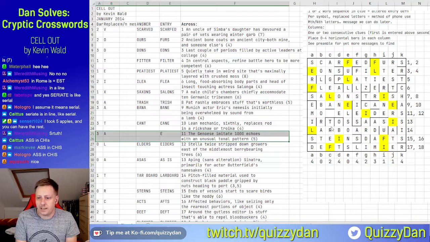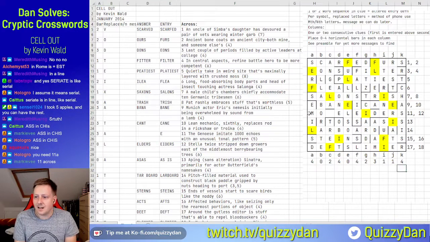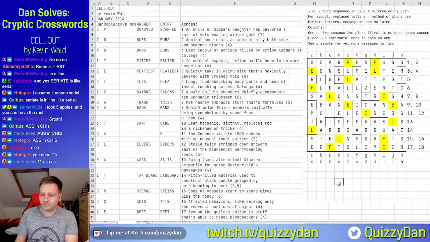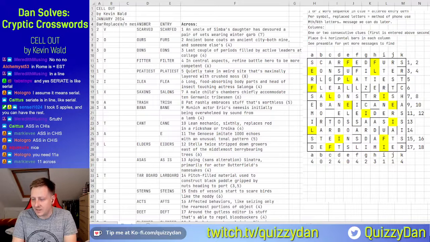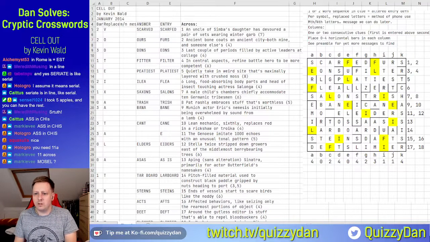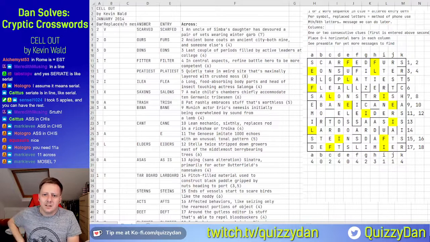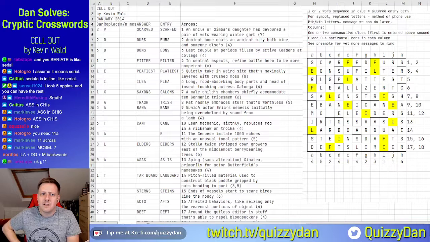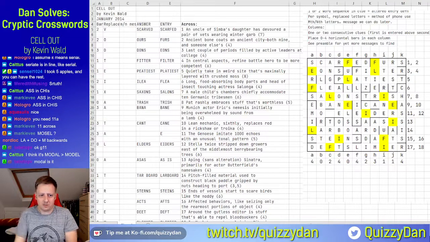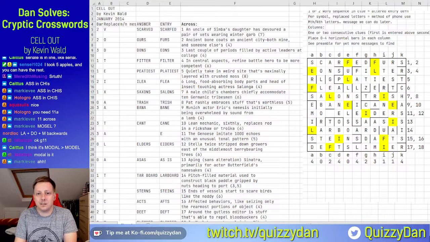The Genoese imitate 1,000 echoes with an unusual tonal pattern. All I can think of is morel, as in the mushroom, but it won't be that. Modal? M-O-D-E-L? It's Mosul. You think it's modal, M-O-D-A-L. Of course, there is going to be a letter that changes.